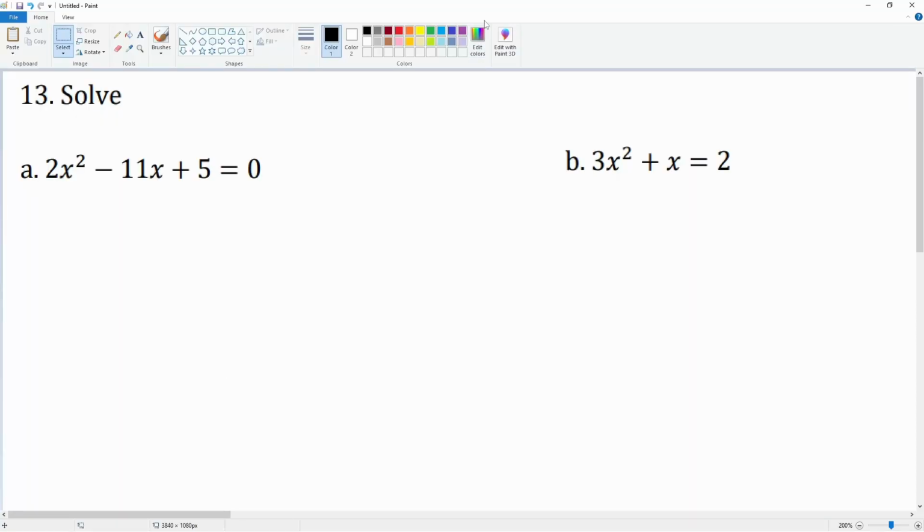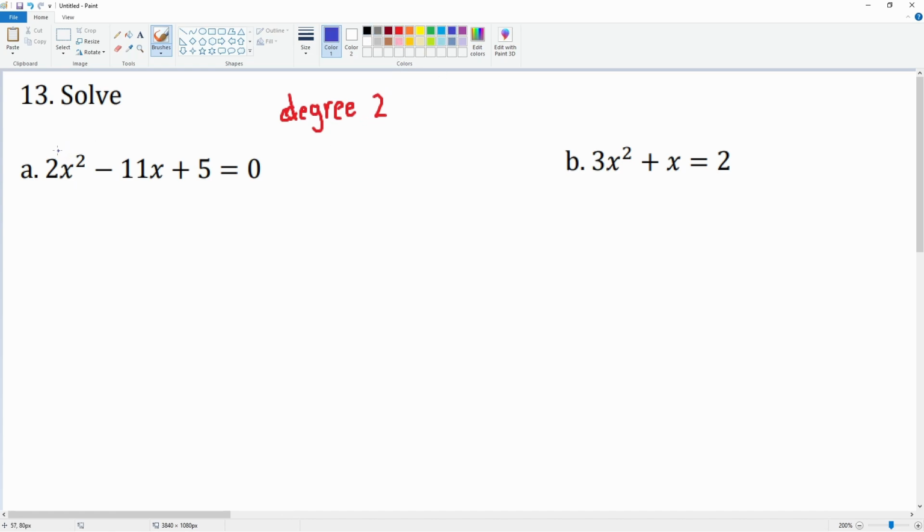Number 13, it asks us to solve. Notice this is a degree 2. The fact that it is a degree 2, we cannot solve it our regular way. It's going to require us to factor it. It is in standard form, so we have to factor it, so it goes into factored form.